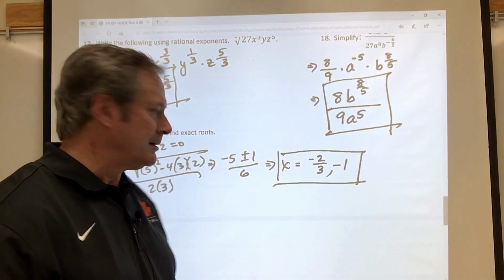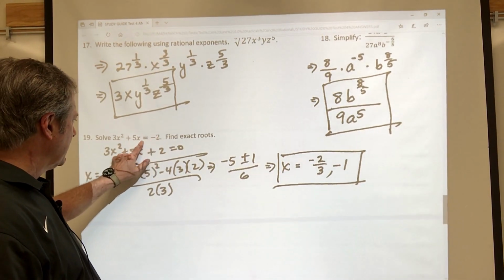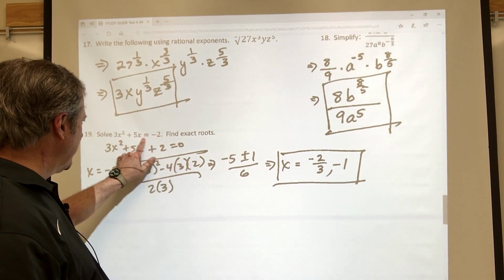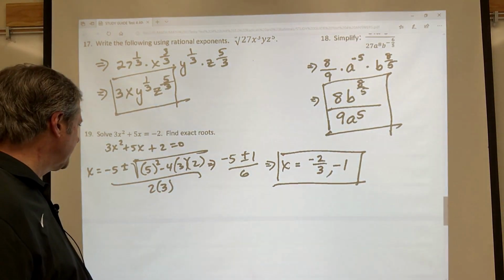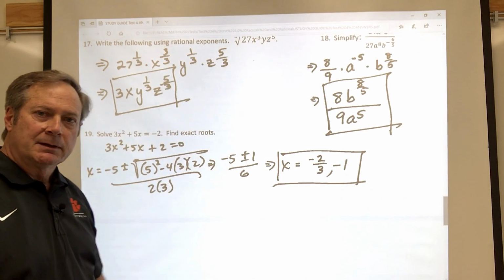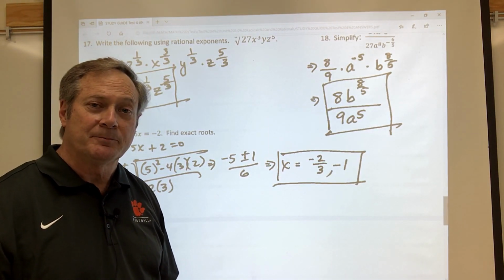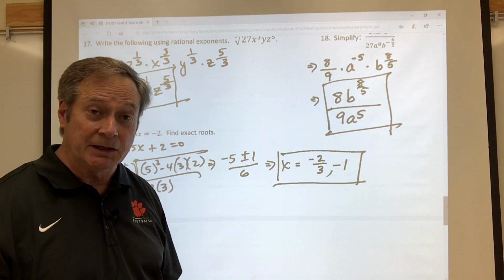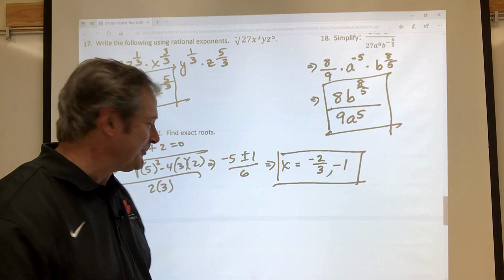And number 19, we have a quadratic equation. We want to get a 0 on one side or the other, so I added 2. And then I used the quadratic formula to solve for that. Remember, it's negative b plus or minus square root b squared minus 4ac all over 2a. There, I know you're happy to hear that.